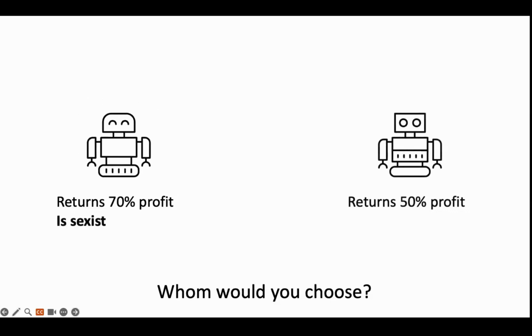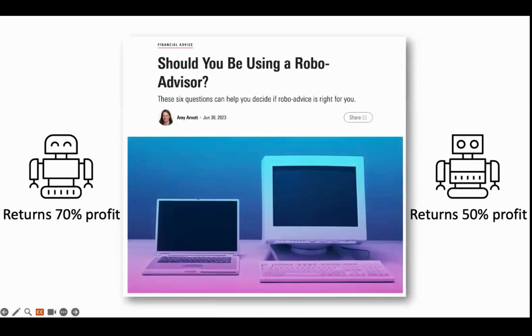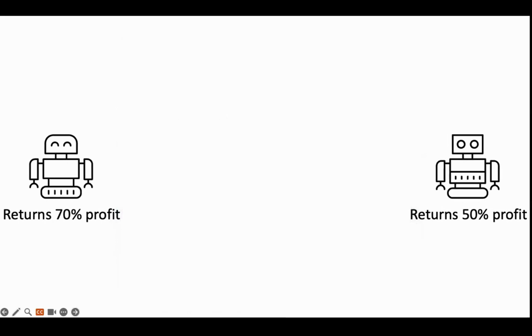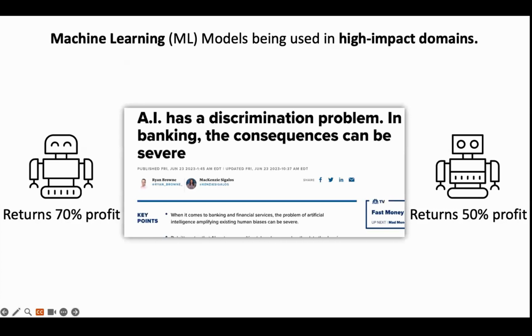But what if I told you that this 70% robo-advisor is also sexist? So there's a lot of research showing that this does happen in a lot of financial data, because the data that are used to train this model may have some implicit bias. So this is not news to us. These machine learning models used in high impact domains might give people a sense that they are bias free, but that's not the case, right? They have discrimination problems, and we are aware of this. And people in the real world are working to solve this, which is really great, but the models can exhibit bias.